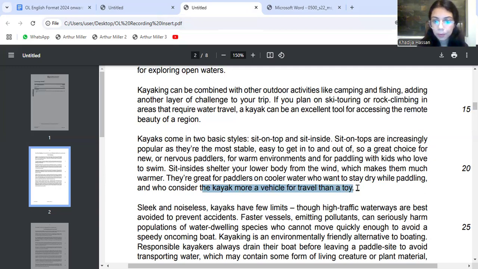And it will definitely not be appropriate for those who consider it a toy or don't take it seriously, right? Because they might drown if that's what they think the kayak is, right? So the reasons that sit inside shelters are preferred are going to be the reasons that sit on top kayaks are not preferred.